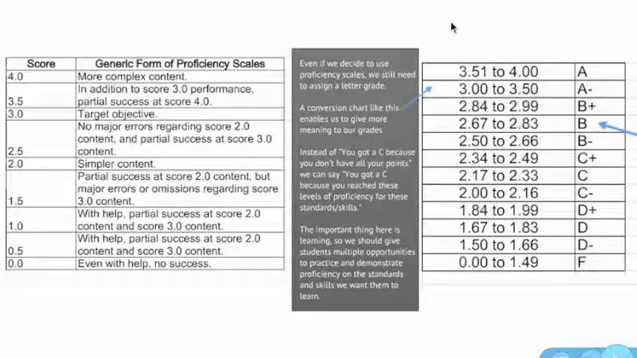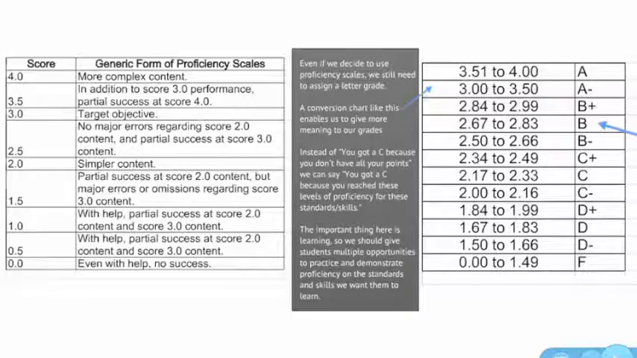One of the things I noticed right away is that a 3 is not a B, a 3 is an A minus. And if you think about it, it kind of makes sense. If your target objective is a 3, like they say it should be with proficiency scales, and if a student meets the target learning goal, then why shouldn't that student be getting an A or an A minus?